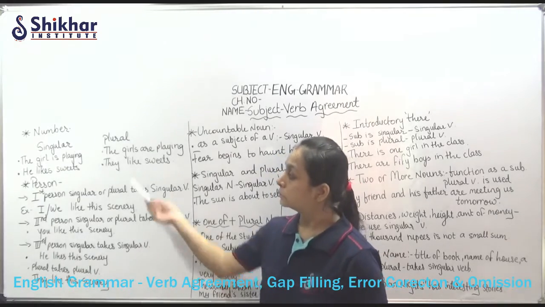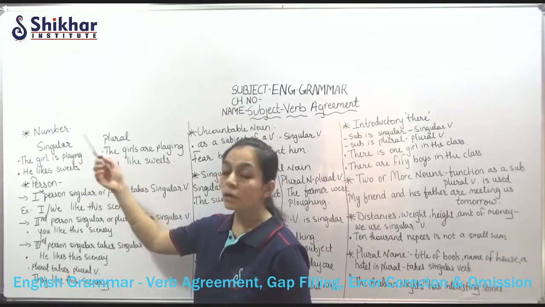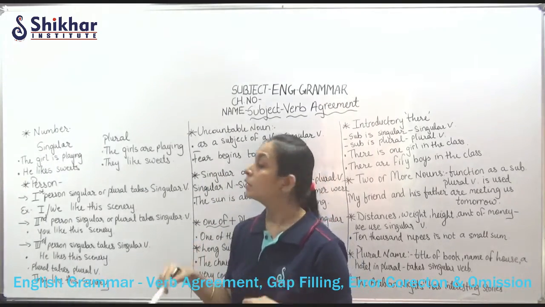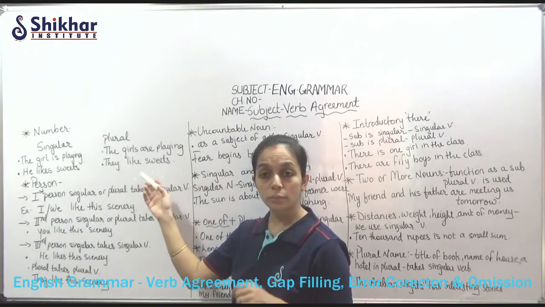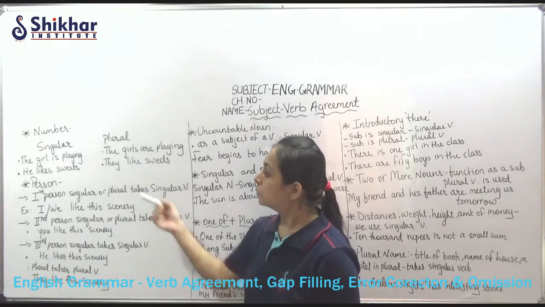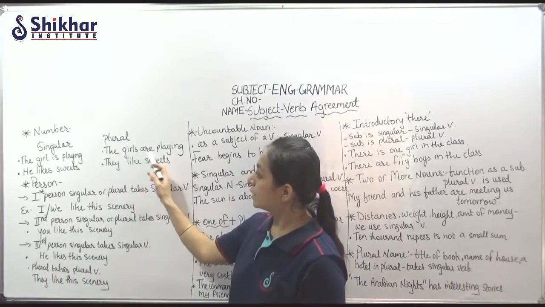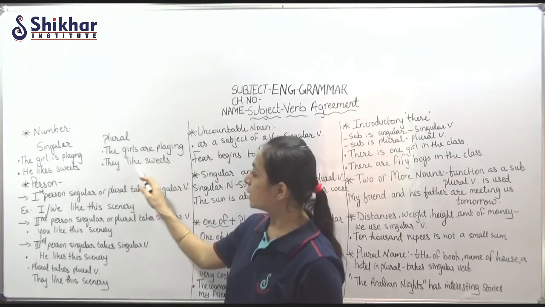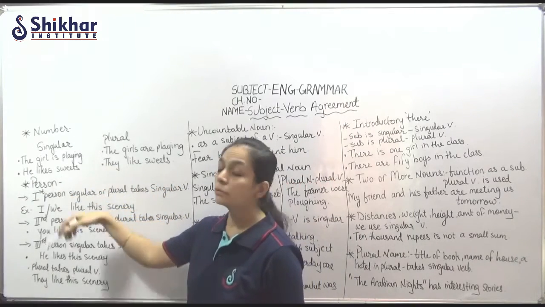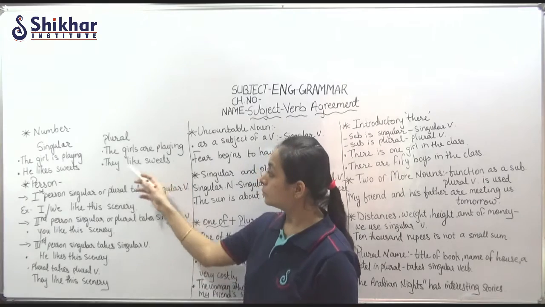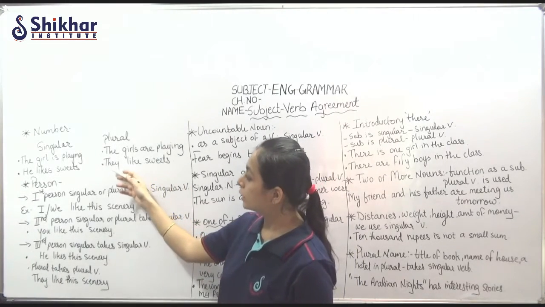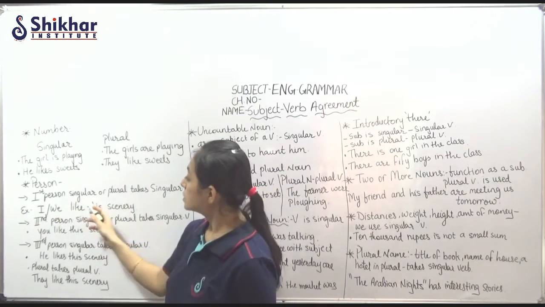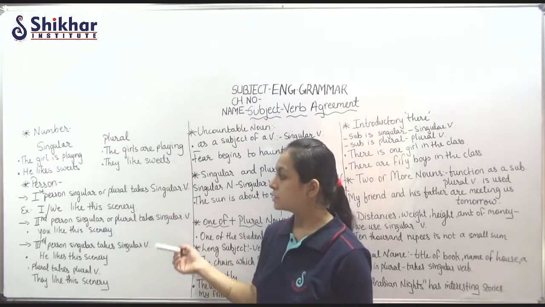If the subject is singular, our verb will be singular. Very simple rule, which everybody would be knowing, but we will start with the basics. And if the subject is plural, our verb will be plural. The girl is playing, the girls are playing. Plural noun, plural verb. He likes sweets, they like sweets. So with a singular noun, singular verb; with a plural noun, plural verb.